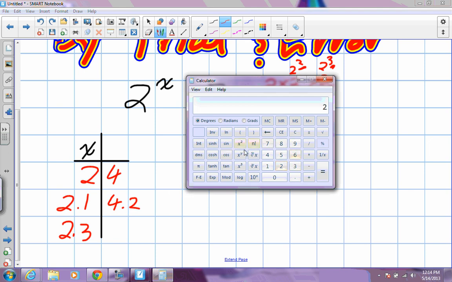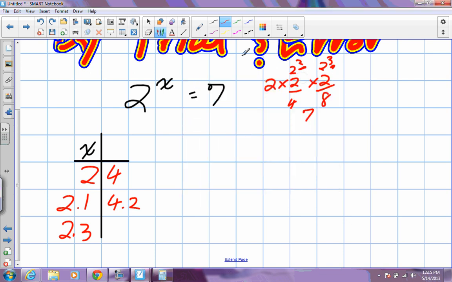2 to the power of 2.3. Oops, I did the wrong number there. 2 to the power of 2 decimal 3. There you go. 4.9. Again, we're still too low.